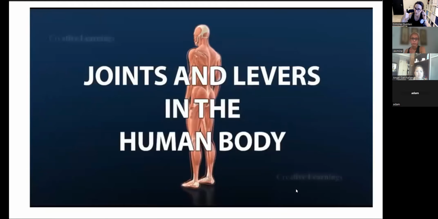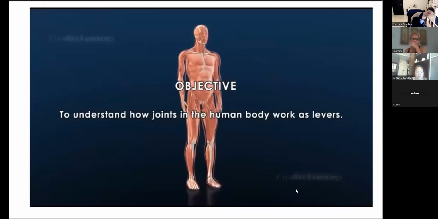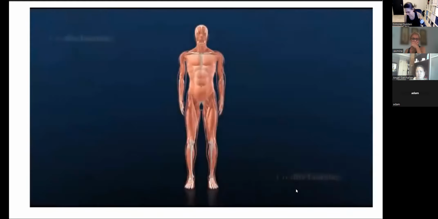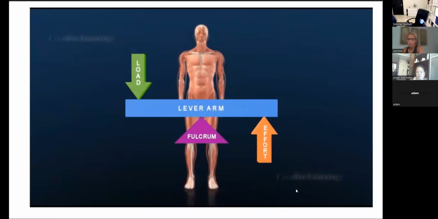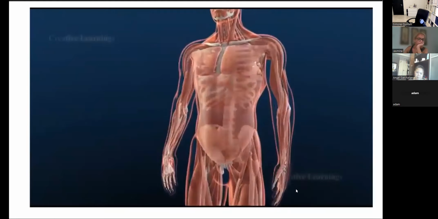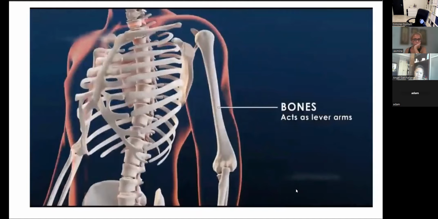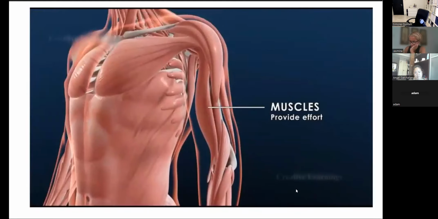Joints and levers of the human body. Objective: to understand how joints in the human body work as levers. A lever is a simple machine consisting of a rigid bar that rotates about a fulcrum and is used to transmit a force. There are 4 parts to a lever: lever arm, fulcrum, effort, and load. In the human body, bones act as lever arms, joints act as fulcrum, and muscles provide the effort and force to move loads.